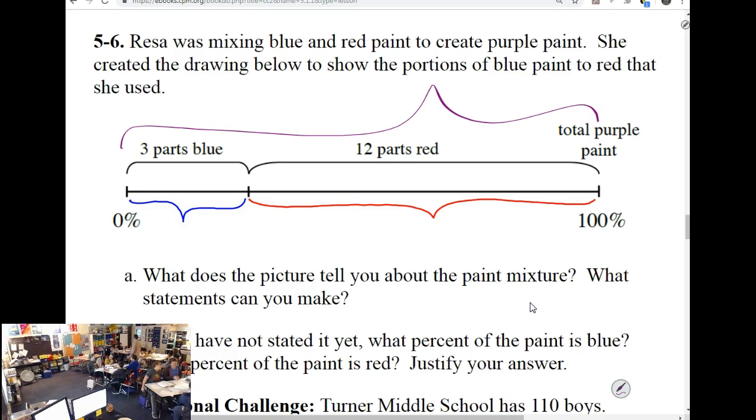Guys, you have this on your worksheet. You can be writing on your worksheet if you want. Anybody, how many total parts? 15, right? There are 15 total parts. So 15 is my 100%.